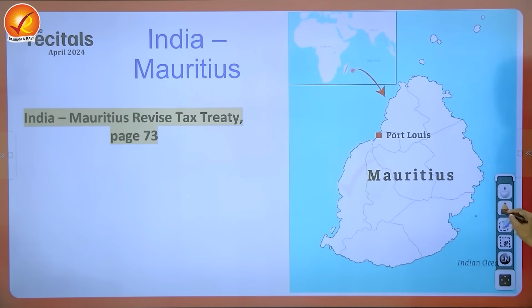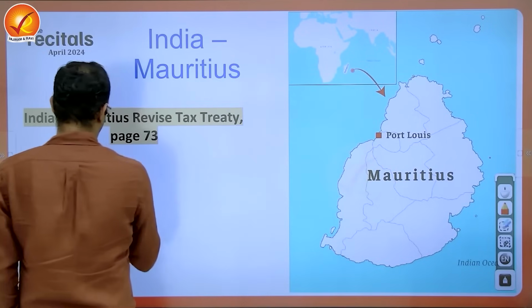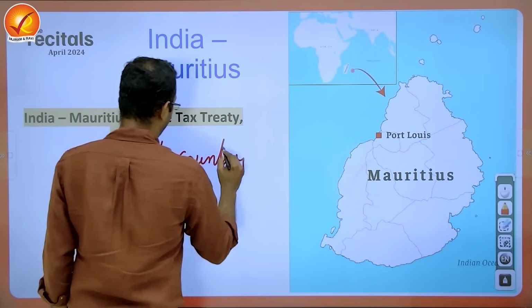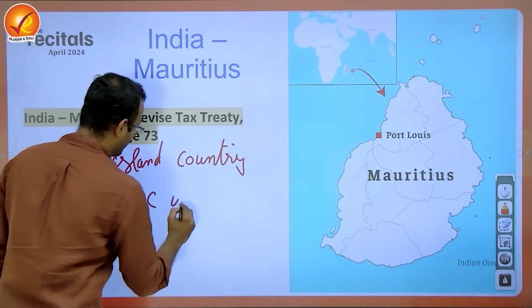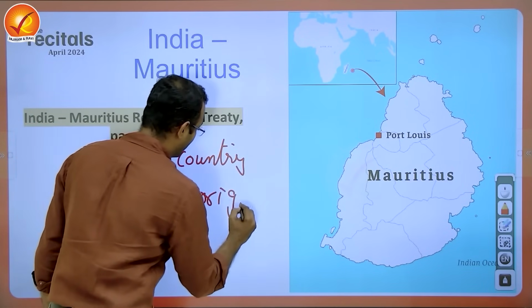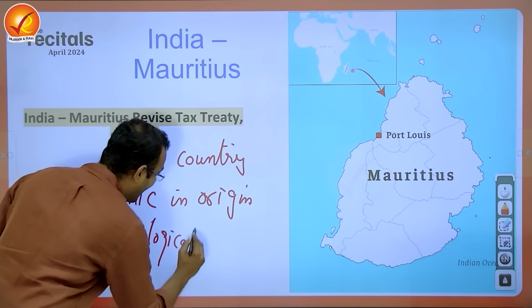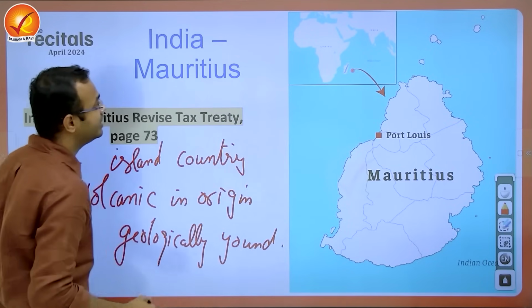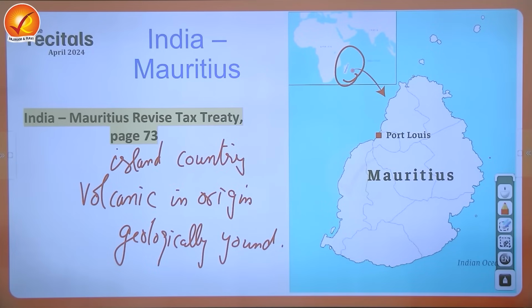Moving on to India and Mauritius. Again, Mauritius is an island country, volcanic in origin, geologically young, present in the Indian Ocean near Madagascar.